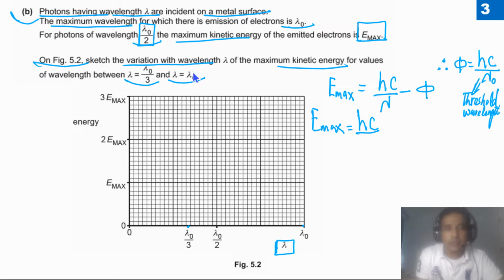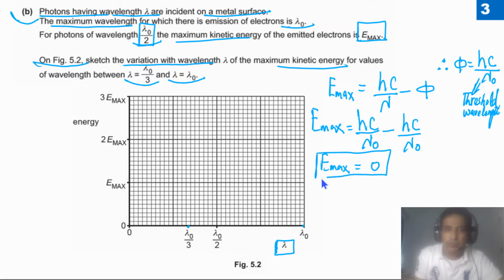First of all, we can start when lambda is equal to lambda naught. So we can write here lambda is equal to lambda naught, minus the work function we have, which is also hc over lambda naught. So in this case, E max will be equal to 0. So this is one point we can write down: E max in this case has to be equal to 0.